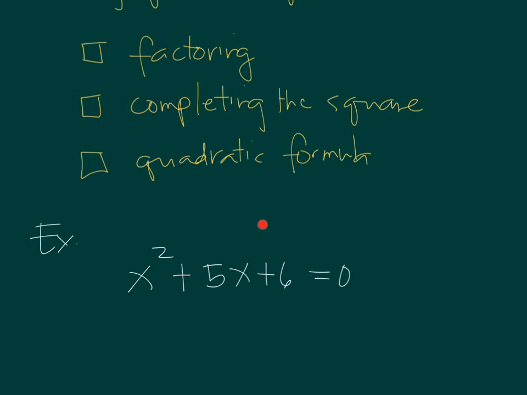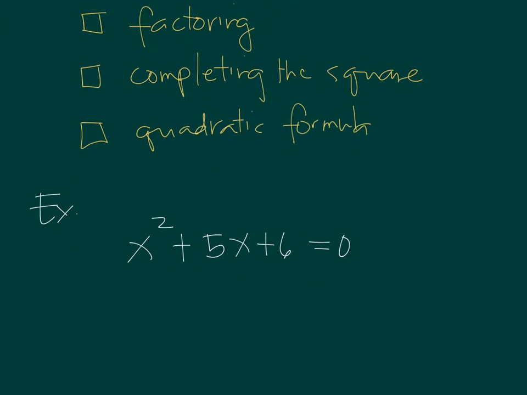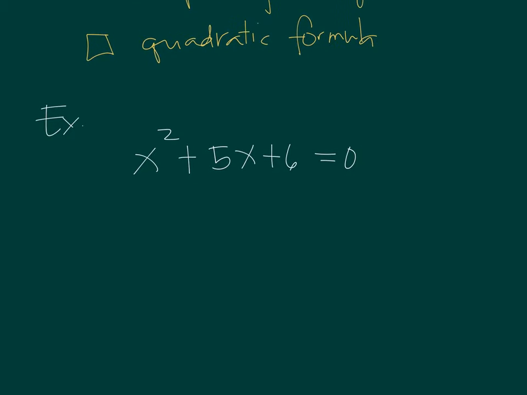The 0 can be on the left side or it can be on the right side, but to stick with one way so that you can easily remember it, make sure that the right side rather, is 0. Sometimes you have to manipulate the equation in such a way that the right side will be equal to 0. Okay, so first I'll show you how to solve this by factoring.